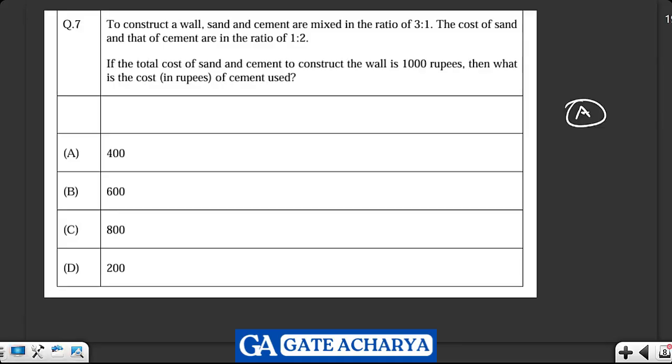Okay, Swati, what's the issue? What did you not understand? Sir, I don't understand how the unit and the cost was integrated into the equation.